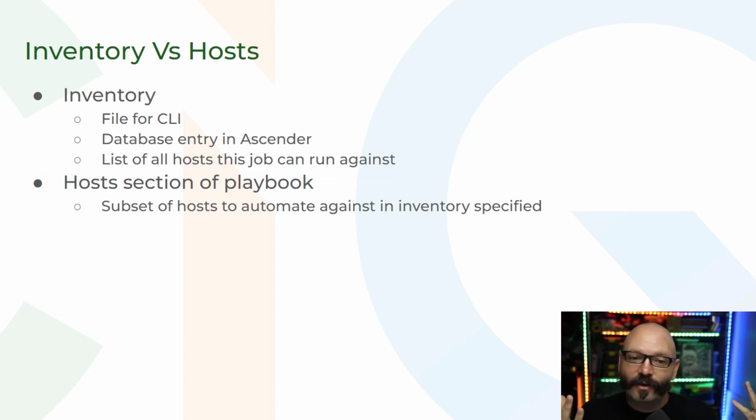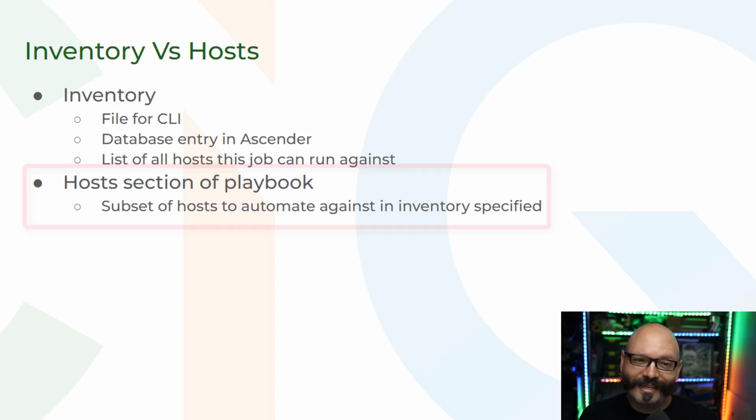Now you can have multiple inventories, right? It doesn't mean you have to have one giganto inventory. You can actually maintain multiple, and I think most people probably do in their environments. I know I do. So if it is CLI Ansible, you're going to be doing it file-based. If you're using Ascender, it's actually stored in the database. And to be perfectly honest, it's easier in Ascender, the way it breaks everything out, and we'll take a look at that here in a little bit. But again, it's all of the hosts I could potentially operate on in this job, in this automation.